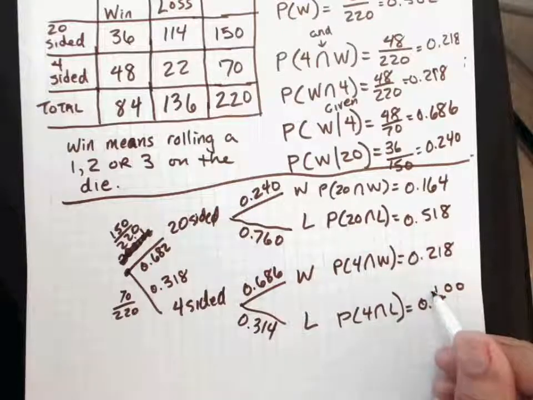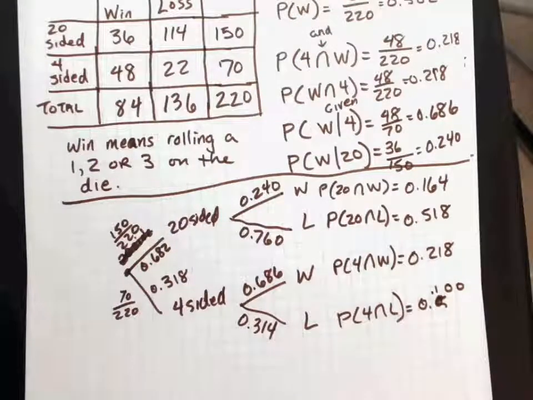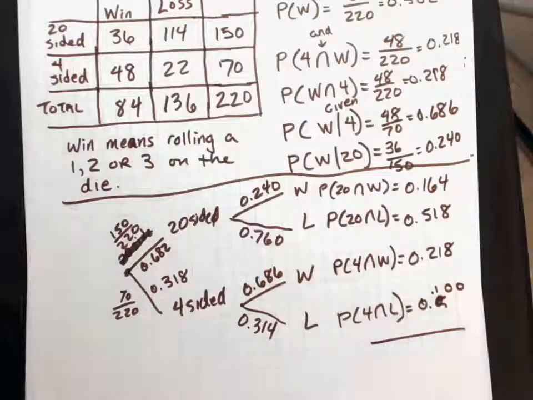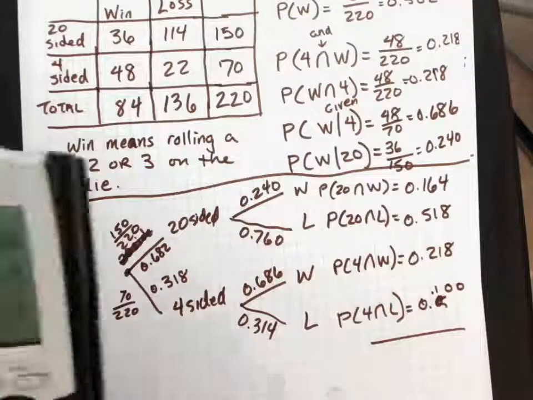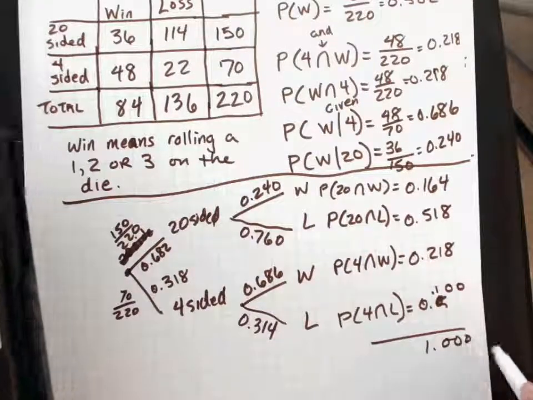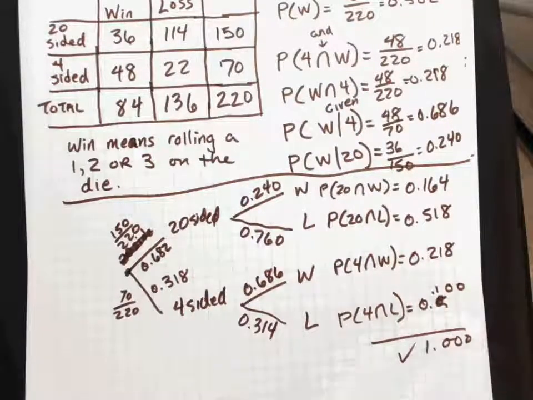All right. One thing you should always do once you've done all these calculations is go back and add all these numbers together. So I'm adding 0.164 plus 0.518 plus 0.218 plus 0.1, and I got 1. Beautiful. So that means I probably did a very good calculation.